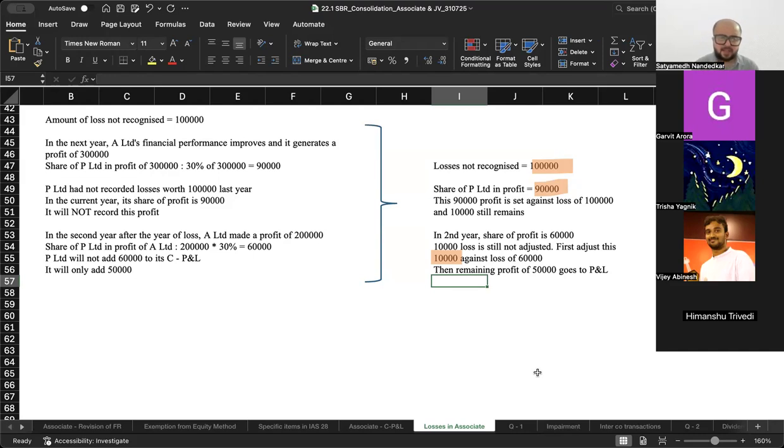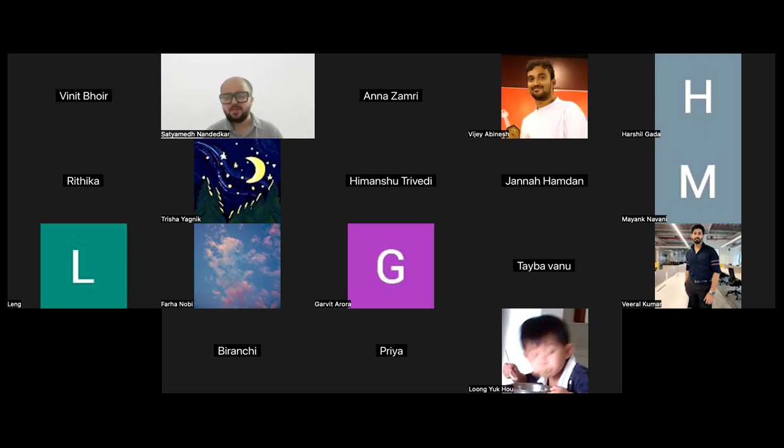Now, the recognition of losses again is a critical point, and something like this might be tested in your section B question, or sometimes in section B they have a 4 mark question on consolidation. In rare cases, we have seen that. Otherwise, section A is there.